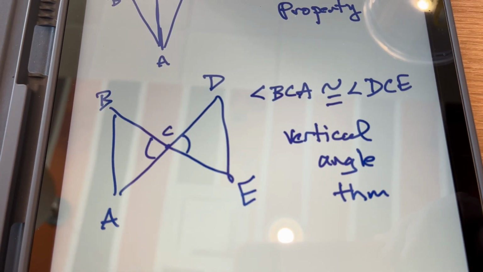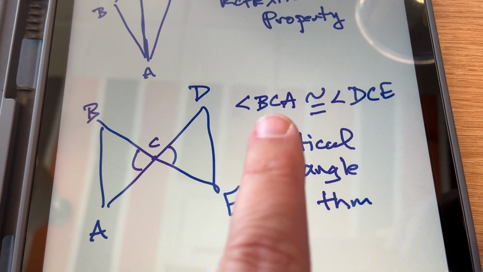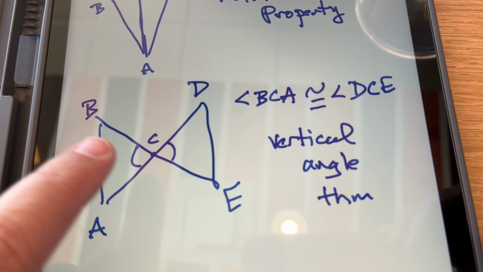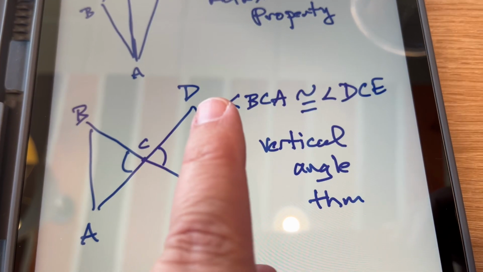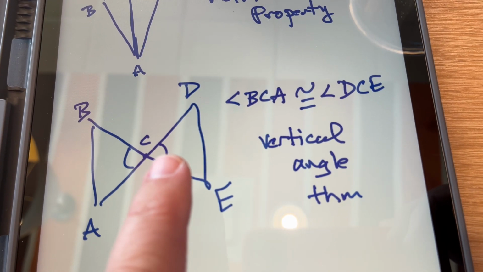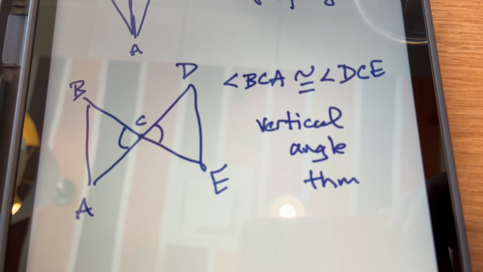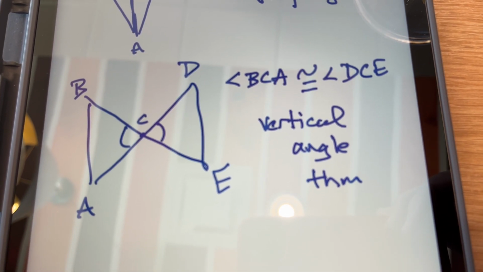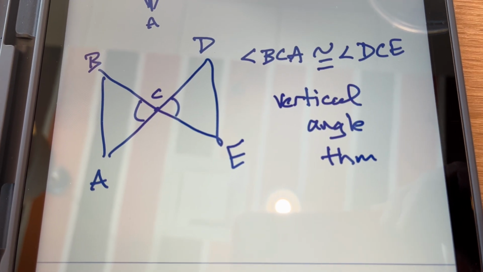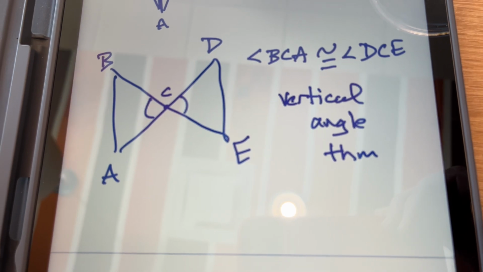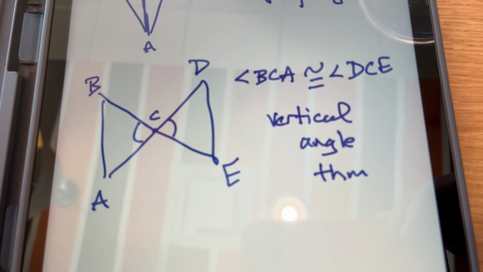But one of the things that they never give you is this, that angle BCA is congruent to angle DCE. So I'm saying BCA, that angle, is congruent to DCE, angle DCE, that angle. So they're congruent, and the reason they're congruent is because of the vertical angle theorem. So you got to know that, all right? So they're going to give you some information, and you're going to have to use side, side, side, or side, angle, side, or angle, side, angle, or HL, or one of those different ways of proving that two triangles are congruent.